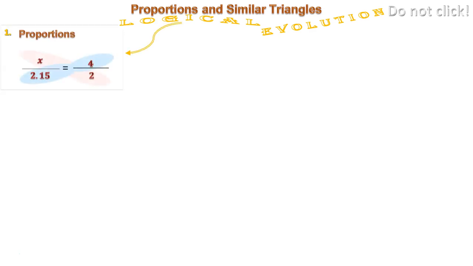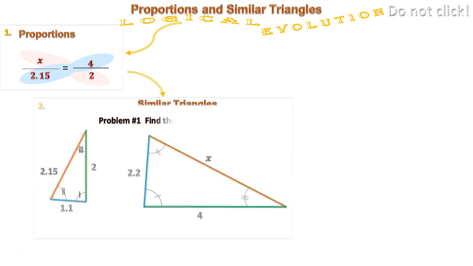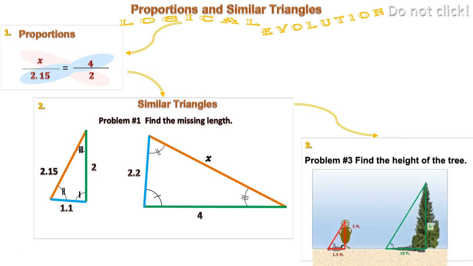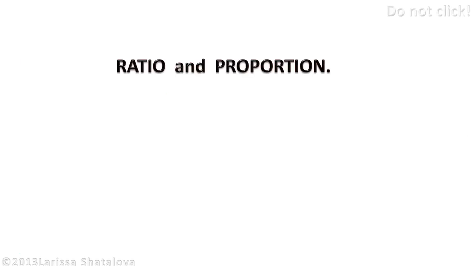In the beginning, we will talk about proportions, how to write proportions, and how to solve proportions. After that, we will move to similar triangles, and we will use proportion in order to solve problems about similar triangles. And then we will move to word problems where we have to use proportions and similar triangles in order to solve a problem. Ratio and proportion first, and then we will talk about cross product.